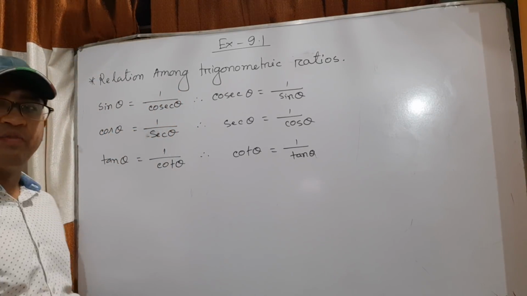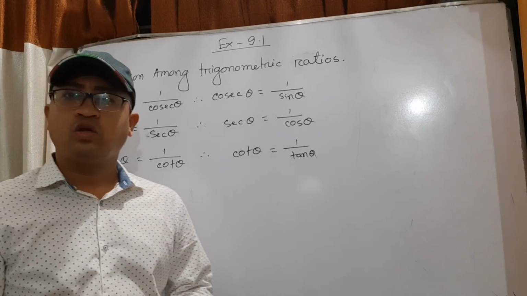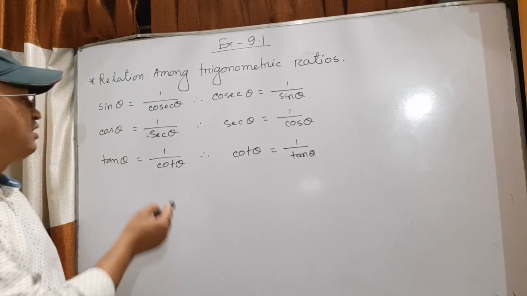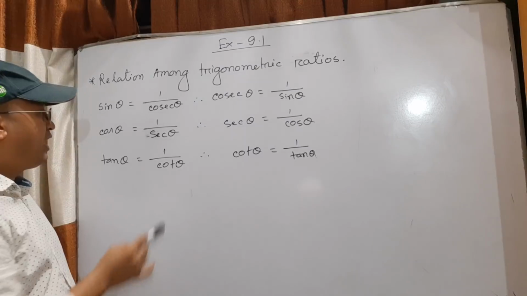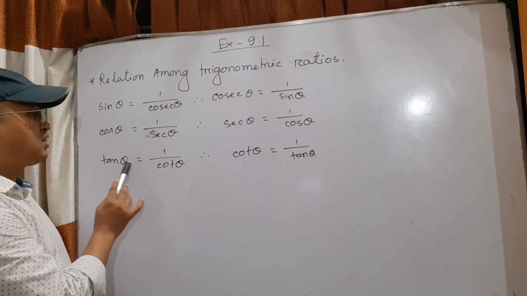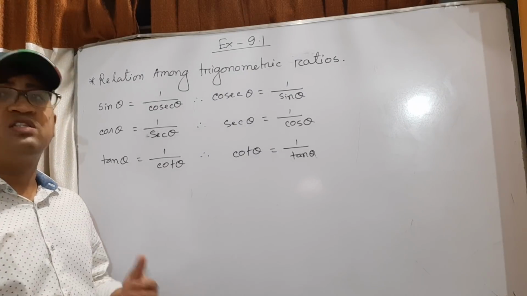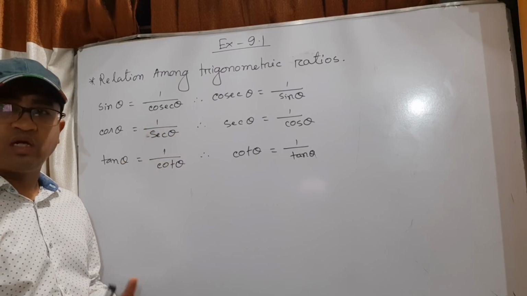I have already told you that the opposite of sin theta is cosec theta. So we can write the relation like this: sin theta equal to 1 by cosec theta, and cos theta equal to 1 by sec theta. Then tan theta equal to 1 by cot theta. Sin theta is opposite to cosec theta, so it will be 1 by cosec.